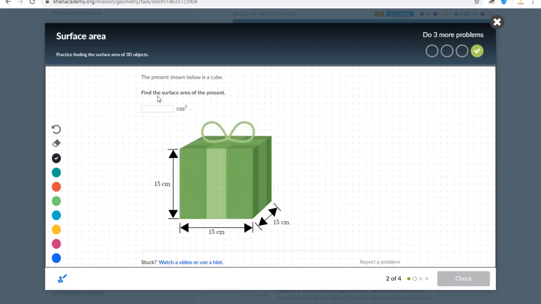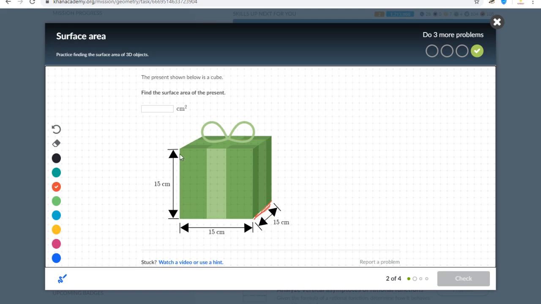Alright, this next one is going to be find the surface area of the present. So what we got to note here is we have 2 sides, the left side and the right side here. These will be the same exact. So we can say this is basically a square box. Of course it's the present. So each side's going to be the exact same size. So we got 15 all the way around.